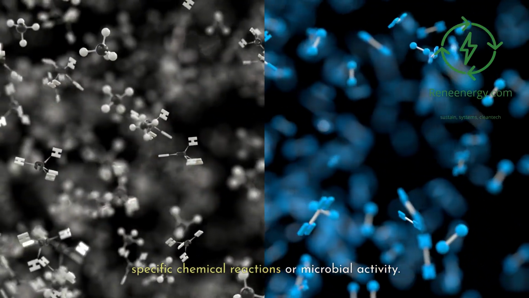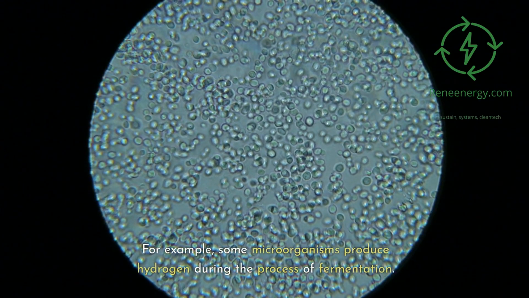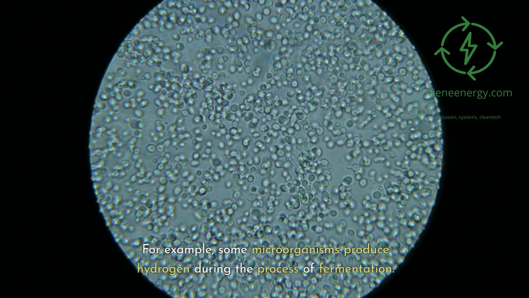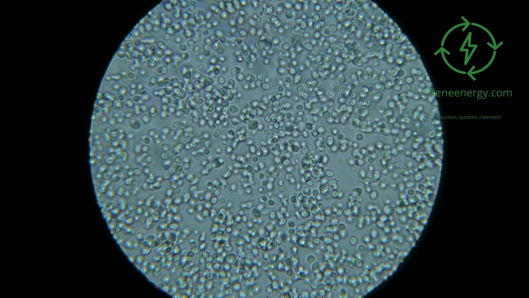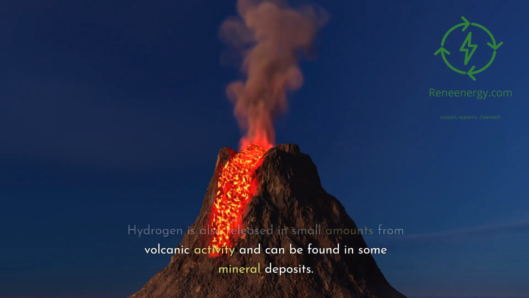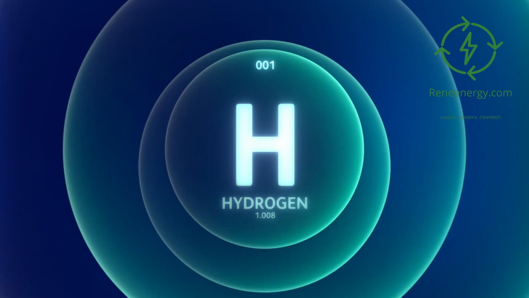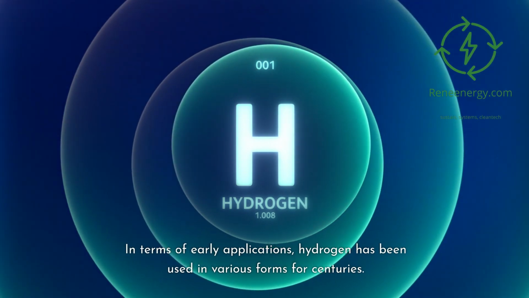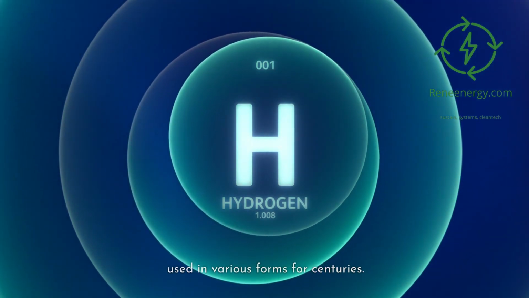reactions or microbial activity. For example, some microorganisms produce hydrogen during the process of fermentation. Hydrogen is also released in small amounts from volcanic activity and can be found in some mineral deposits. In terms of early applications, hydrogen has been used in various forms for centuries.